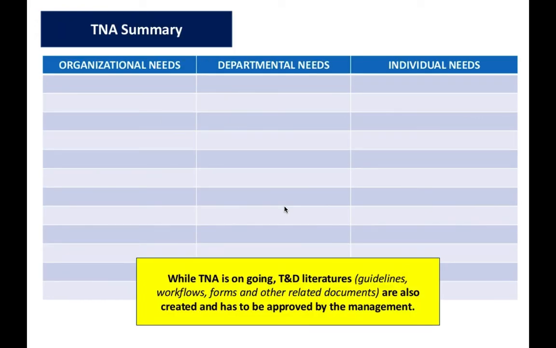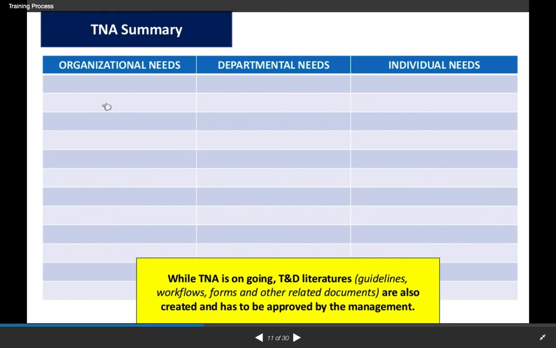Okay, so this is a summary of how it looks like after we gather all the training needs. So the first column will be the organizational needs, followed by the departmental needs and the individual needs.